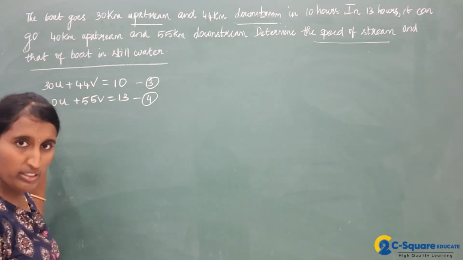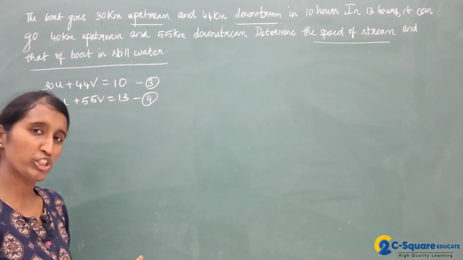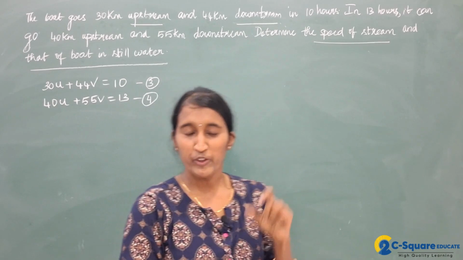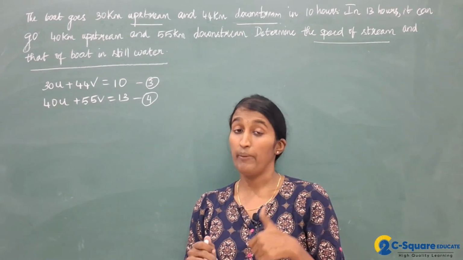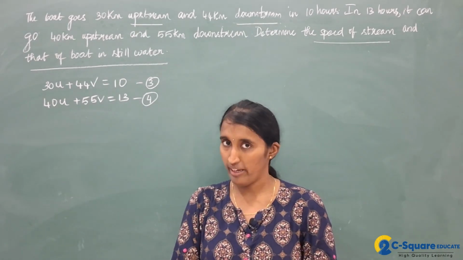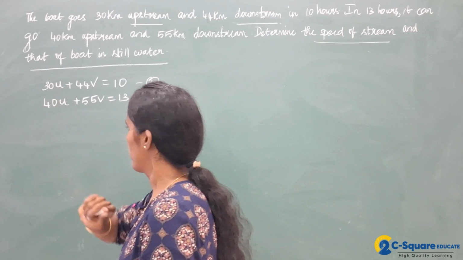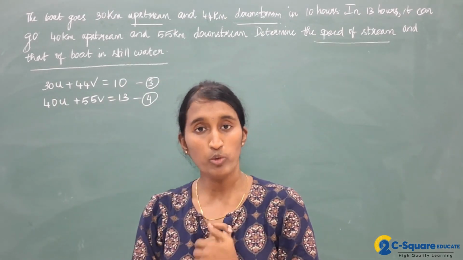Now, I have written both the equations. Now I am going to use the elimination method to solve them. What is the elimination method? First step, we need to take a variable and make the coefficient of that variable the same. I am going to take u and make the coefficient of u the same.